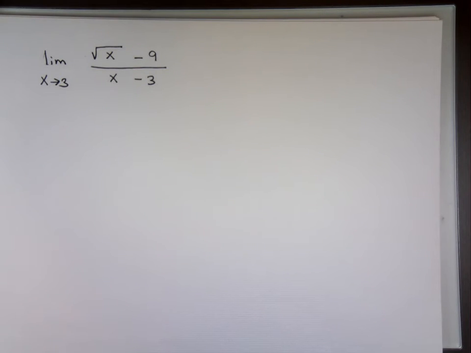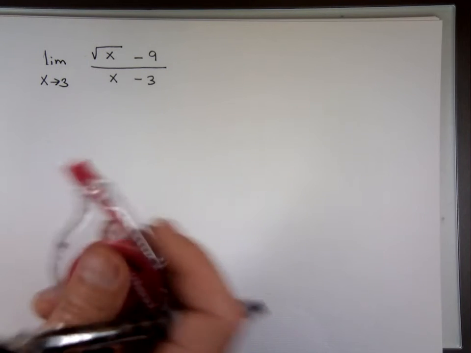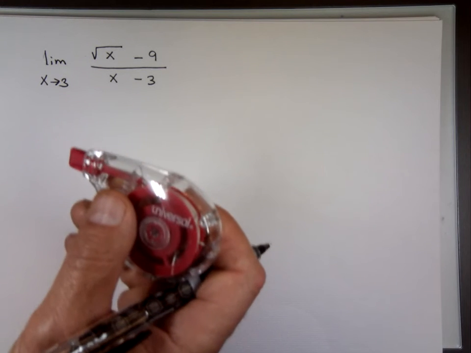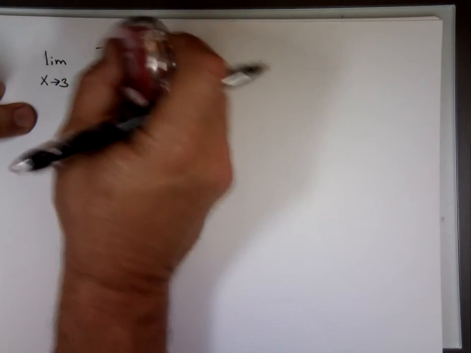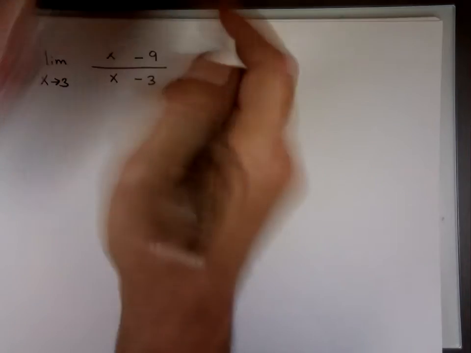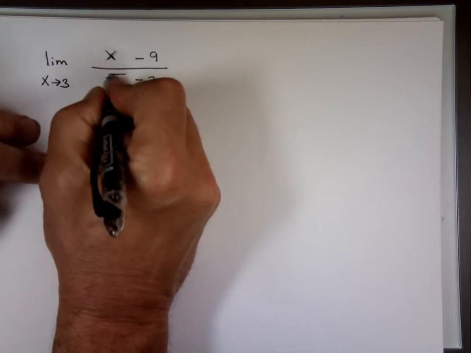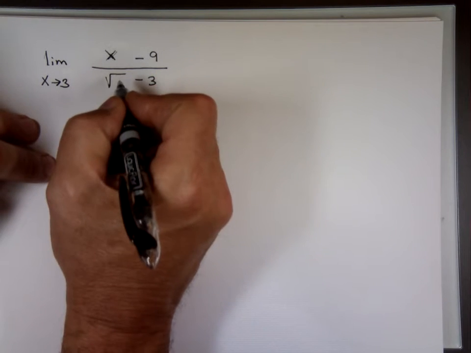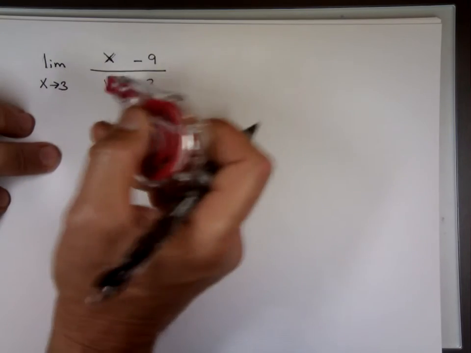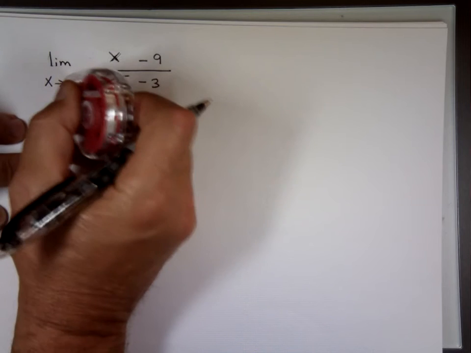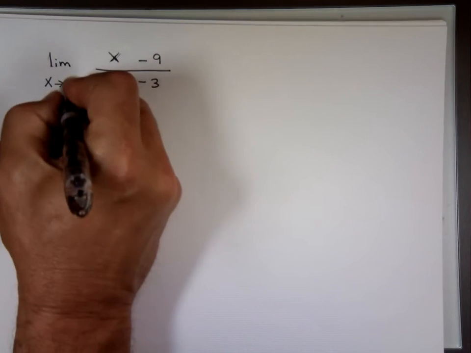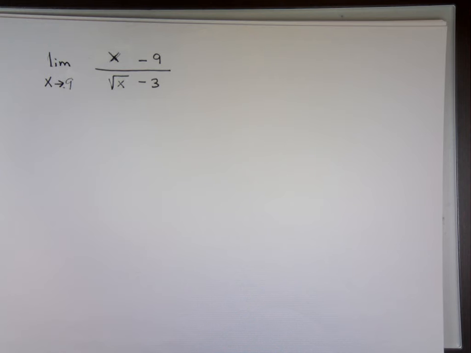What did I mean to write here? Wait. Let me reverse that. Let's do this. I'm not sure actually what I'm trying to do here. As x approaches 9. I have no idea where I'm going with this, but we'll see if it works out. I'm just trying to do something in my head quickly and see if it's going to work out.